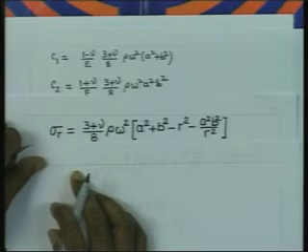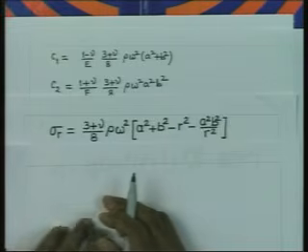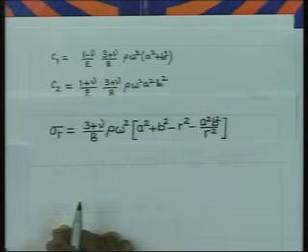And if we look into the expression for sigma theta, it is nothing but E by 1 minus nu square into u by r plus nu times du dr. So, therefore, you can now substitute the value of u, and we will find finally that the sigma theta stress is given by this expression.